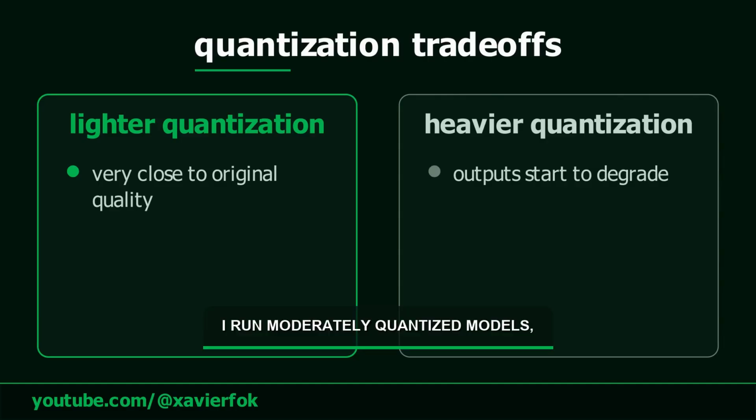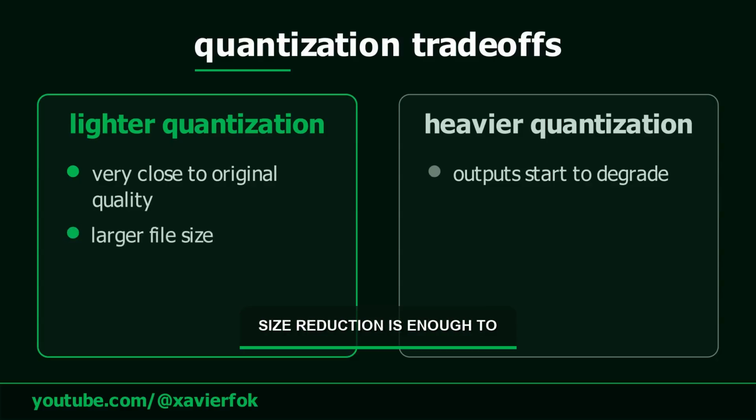I run moderately quantized models, the kind where the quality drop is small and the size reduction is enough to matter. That choice is what makes it possible to run genuinely capable models on the memory I have.